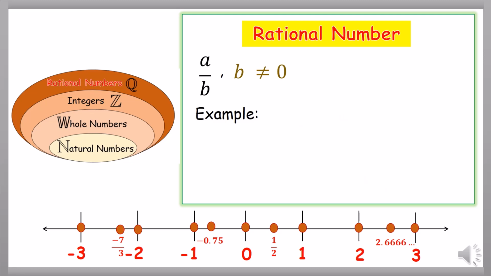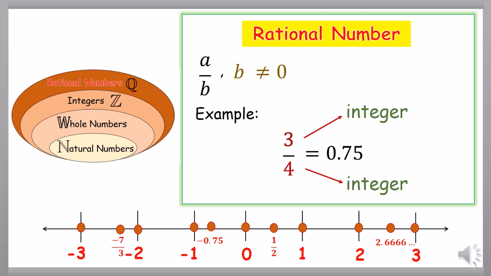Okay, second example, 3/4 is equal to 0.75, terminating. The same thing, its numerator and denominator are both integers, and its denominator is not equal to 0. So it means that this number is also a rational number.